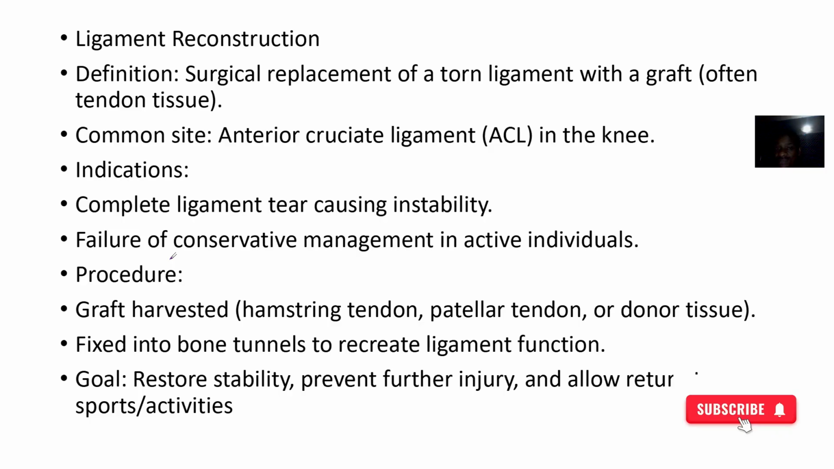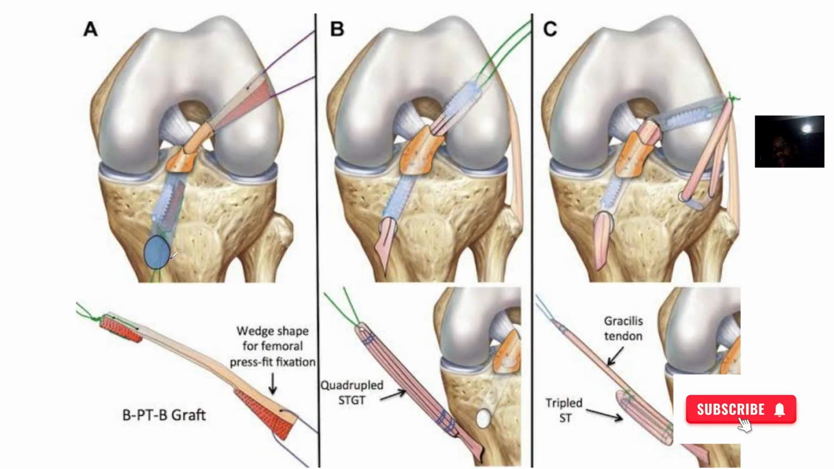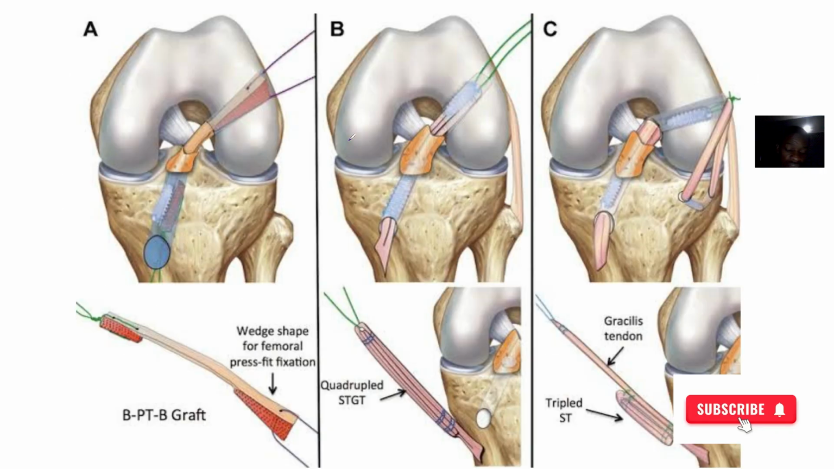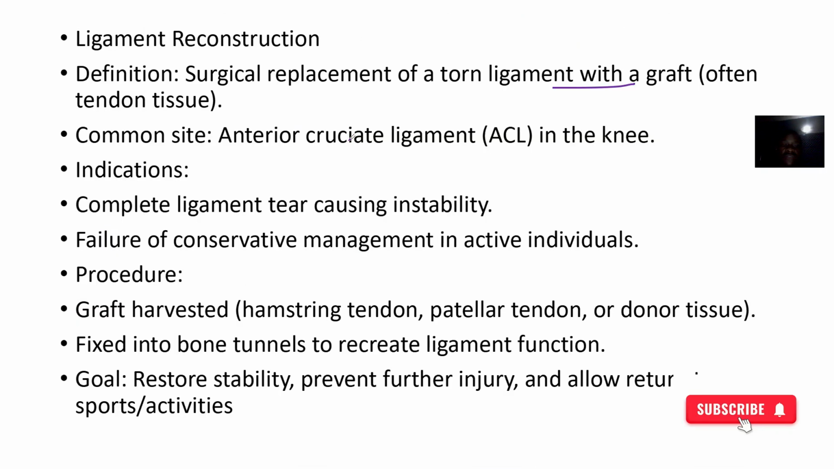Then we have the ligament reconstruction. Okay, the ligament. So it's just surgical replacement of a torn ligament with a graft. Most of the times is what? Anterior cruciate ligament. So most of these surgeries could be done elsewhere, but most of the times is a knee. So indications: when the ligament has torn completely, when you have done some conservative treatments but they have failed.